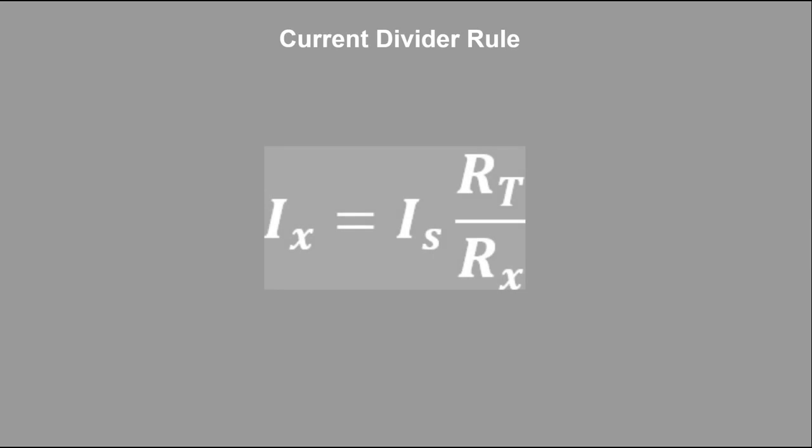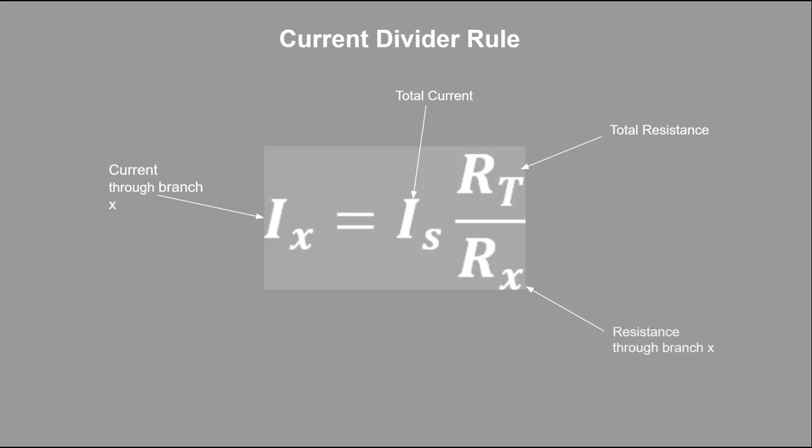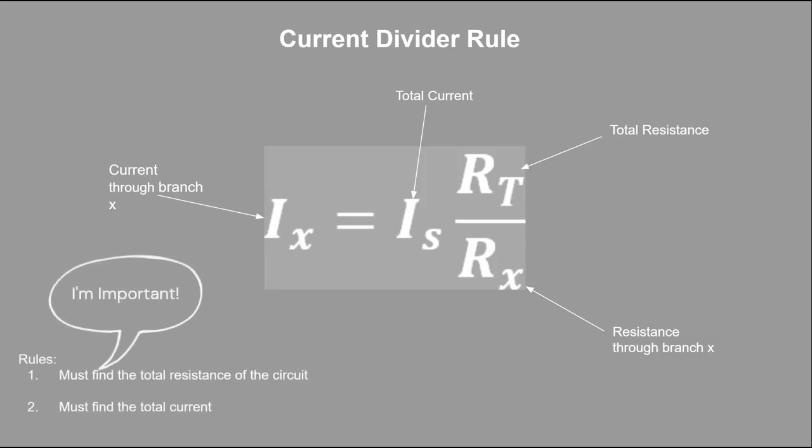Now, this is the main formula used within this rule, where Ix, our current through branch X, is equal to our total current multiplied by our total resistance over the resistance through branch X. Before you can apply this formula to any circuit, two rules must be followed. One, the value for RT must already be known or found within the circuit, and the value for Is must already be known or found within the circuit as well.